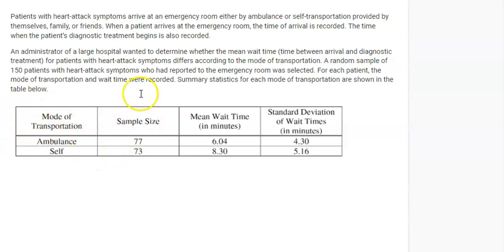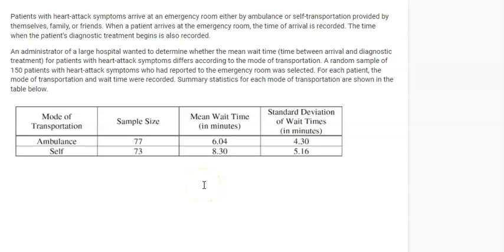So you have the sample size, 77 people via ambulance, 73 people via self. Mean wait time in minutes is 6.04 versus 8.30. And then the standard deviation of wait time is 4.30 versus 5.86. So we're going to go ahead and construct a confidence interval for the difference in these two means. And if you saw the previous video, you know that I am not going to do this by hand because the formula for the standard deviation for that confidence interval is just horrendous.